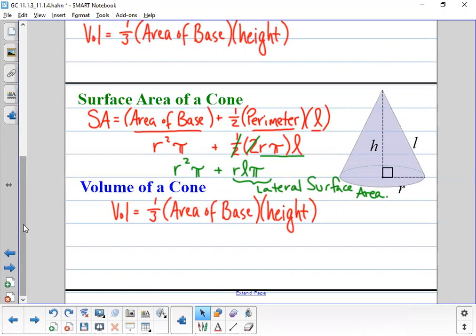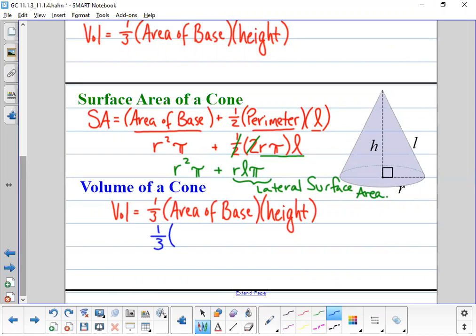Now let's talk about the volume of a cone. It's going to be very similar to the volume of a pyramid. So for the volume of a pyramid, we had 1/3 times the area of the base times the height. And now when we're doing that for a cone, our base will always be a circle. So we can simplify it down a little bit.